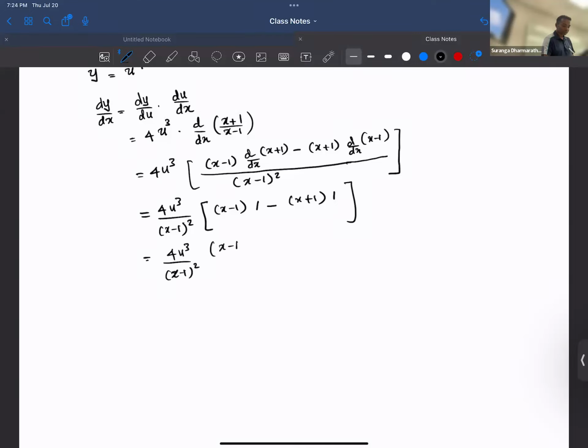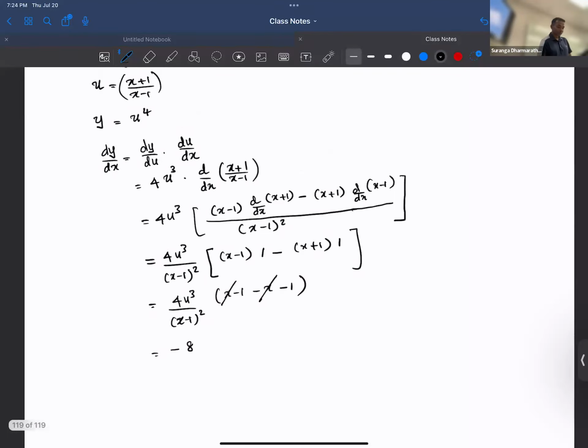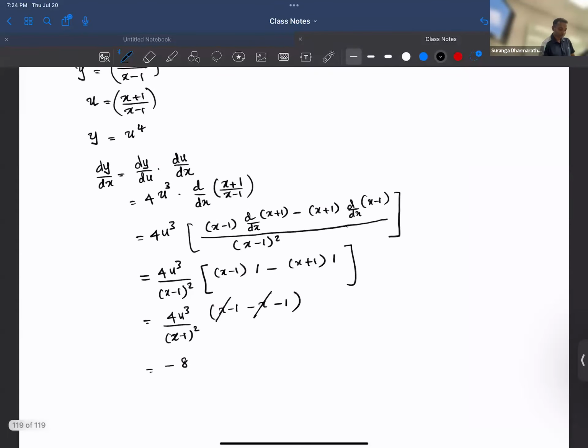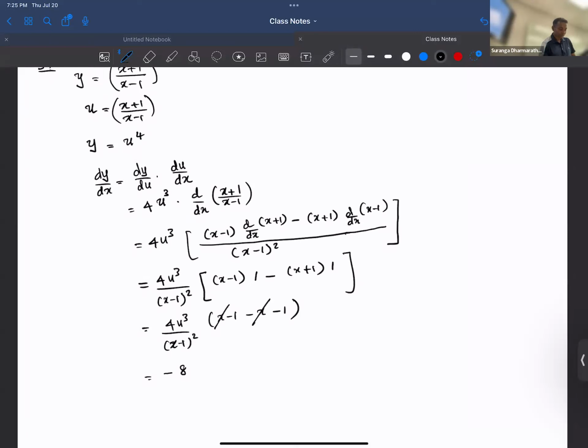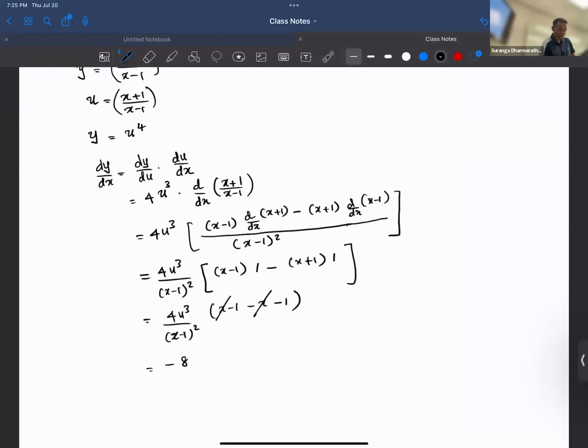This is x minus 1 minus x minus 1, right? So you have positive x and negative x. You can cancel, and you have negative 2. Negative 2 times 4 is negative 8. Right? And then our u is equal to x plus 1 divided by x minus 1.